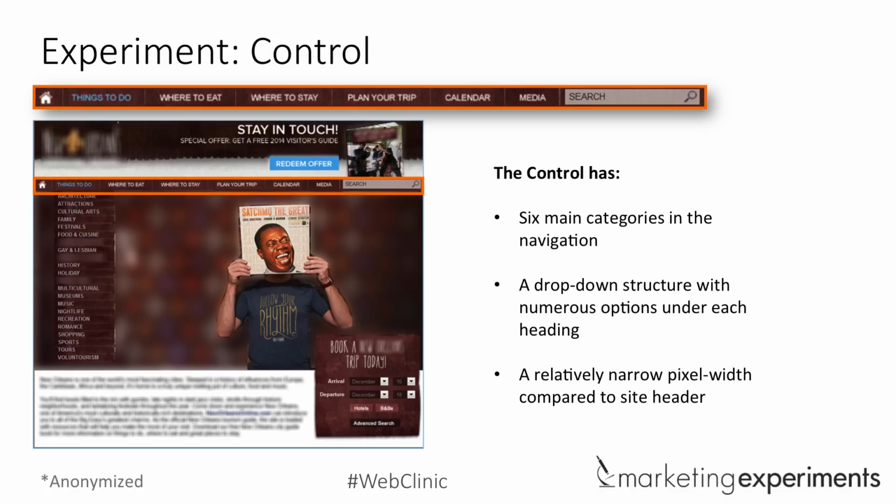Now look at the main screenshot. You see a drop-down structure with numerous options under each heading. So kind of a typical list format beneath the navigation itself. Now another thing you might notice is that there's a relatively narrow pixel width for the navigation compared to some of the things you might see today.